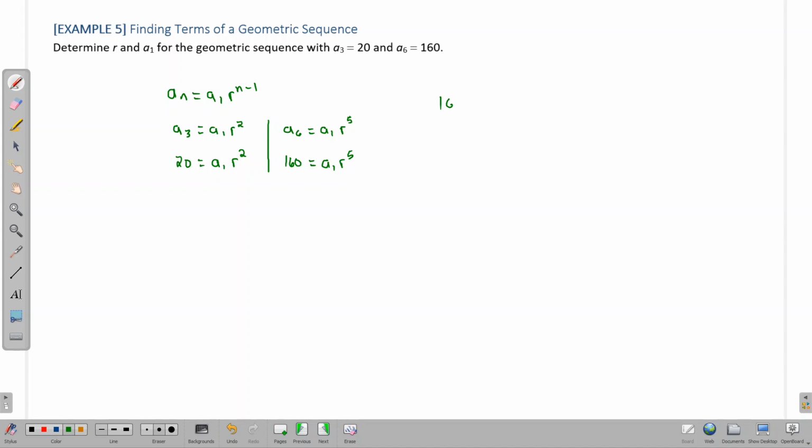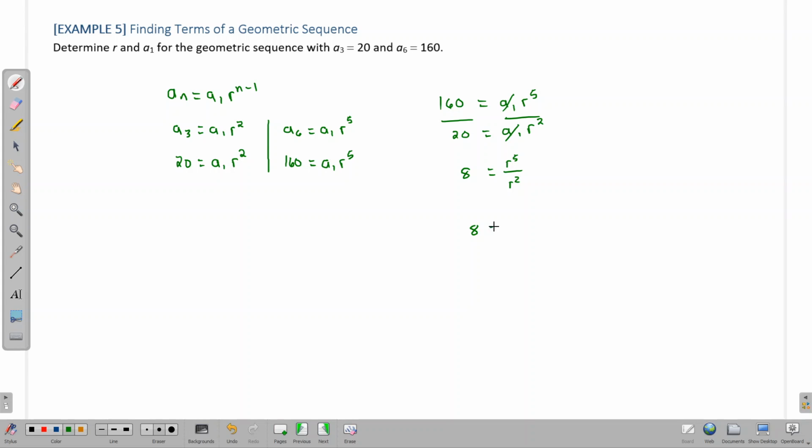We're not going to subtract them this time, but let's go ahead and write them over top of each other, like we did before. So what we're going to do this time instead is divide them. Right? If we divide the left-hand side, it's going to be the same as dividing the right-hand side. So we've got 160 over the 20 gives us the 8 for that side. And then on the right-hand side, the A1s are going to cancel each other, and you just have r to the 5th over r squared.